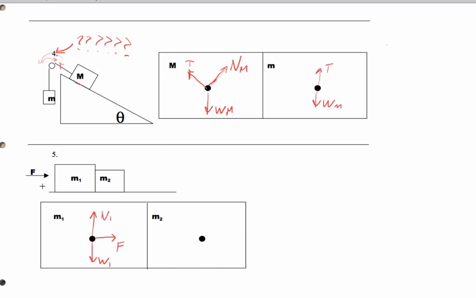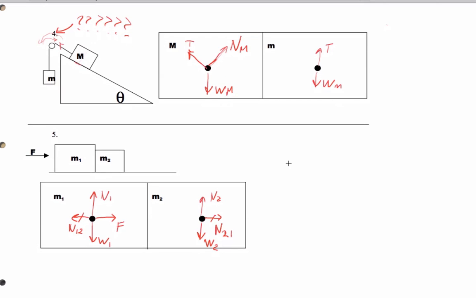Technically speaking, no. F pushes M1, and M1 applies a normal force on 2 in order to push it. There's, of course, the normal force on 2 from the ground, and the weight of 2. Now, here's the interesting thing. 1 pushes 2. That implies that there is an equal and opposite force on block 1 because 2 pushes back on it. So we actually have our first instance of a third law pair in a free body diagram.